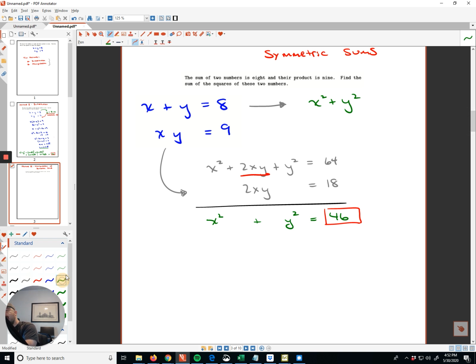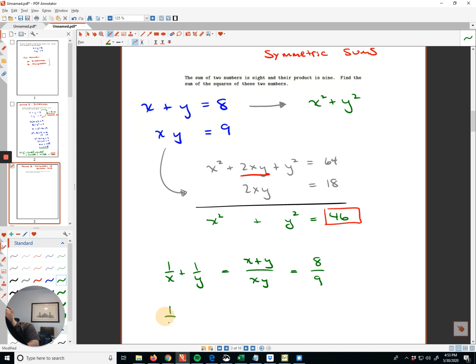What if we needed to find 1 over x plus 1 over y? Well, we could rewrite that. We could find a common denominator. We could rewrite this as x plus y over xy. Oh, and look, we have exactly the values from the two equations above.